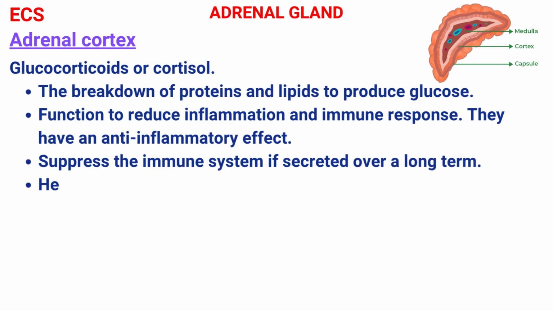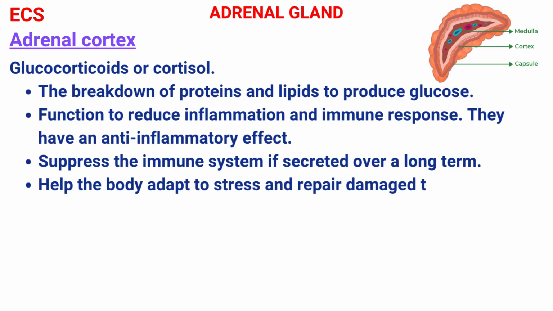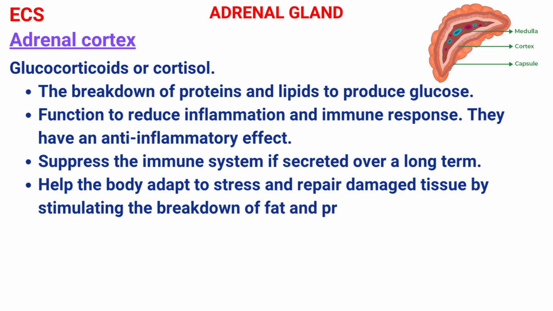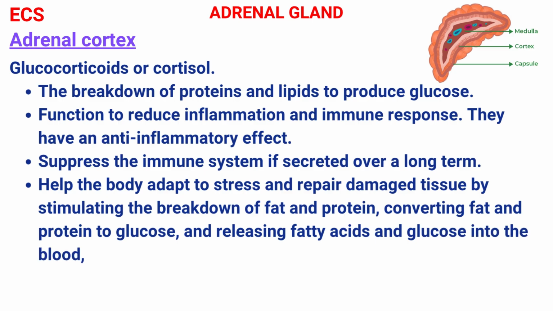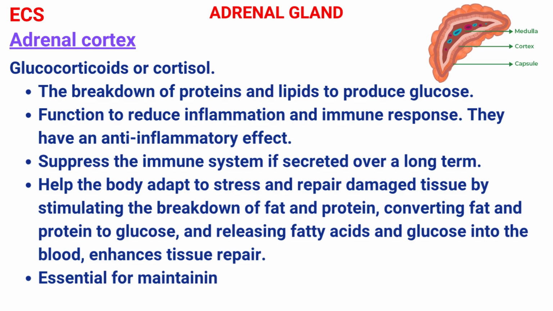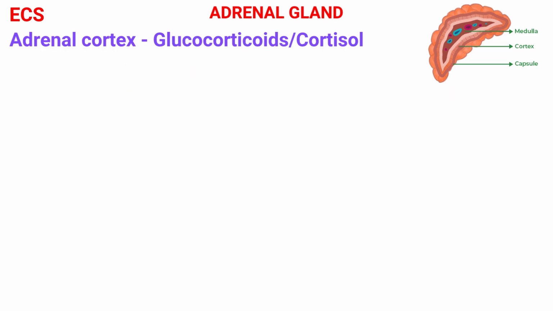Glucocorticoids help the body adapt to stress and repair damaged tissue by stimulating the breakdown of fat and protein, converting fat and protein to glucose, and releasing fatty acids and glucose into the blood, which enhances tissue repair. Glucocorticoids are essential for maintaining a normal blood pressure. Secretion of cortisol follows a circadian rhythm with high levels early in the morning and low levels at the time of sleep. What are the effects of glucocorticoid hormones in our body?